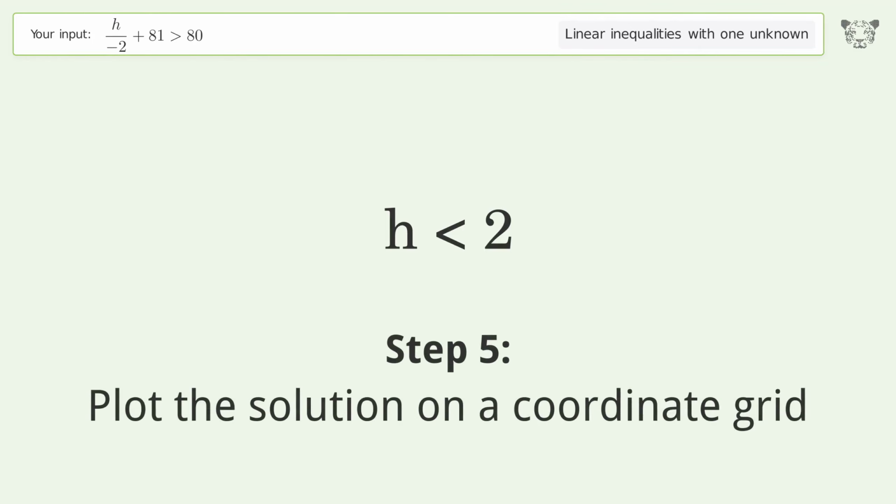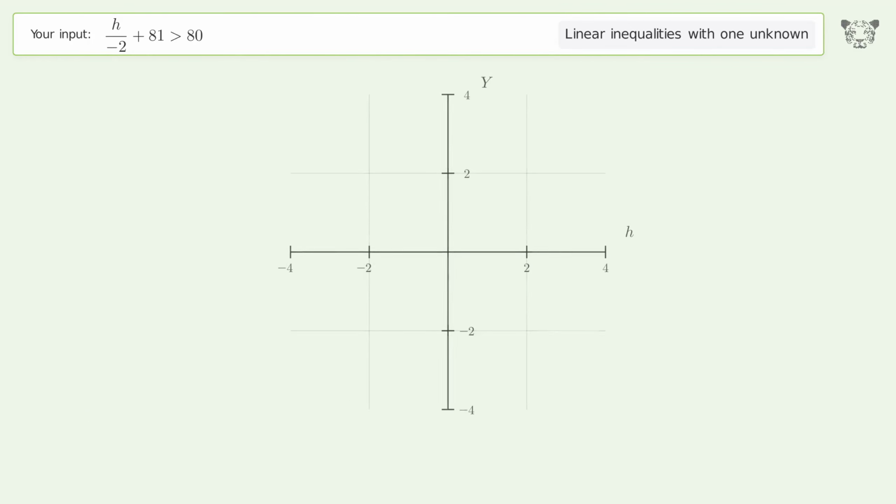Plot the solution on a coordinate grid. And so the final result is h smaller than 2.